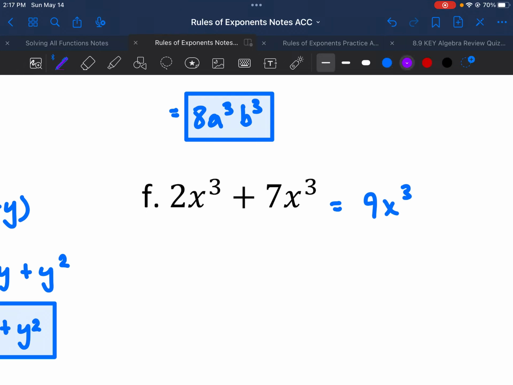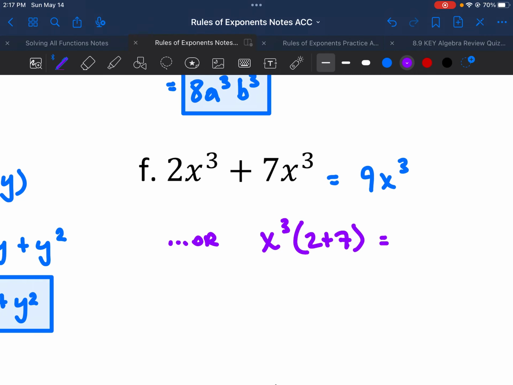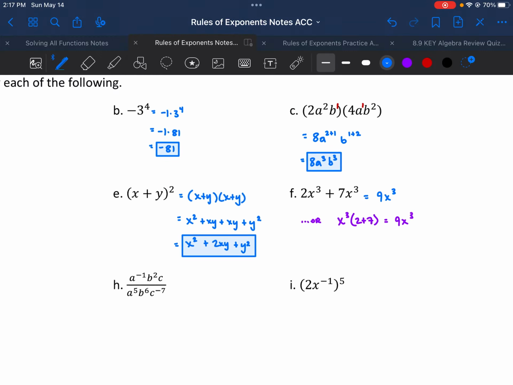Or alternatively, another way you could look at this is say, hey, there's an x cubed in common. I could factor out the x cubed, and that would give me 2 plus 7 left over, but 2 plus 7 is 9 x cubed. Okay, so you could look at it like that as well. All right.